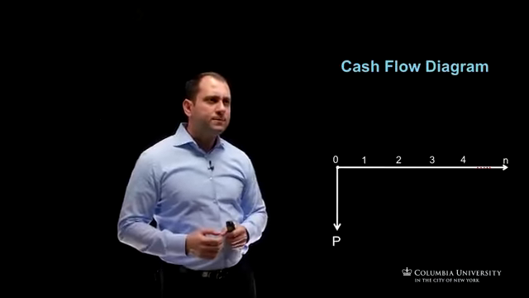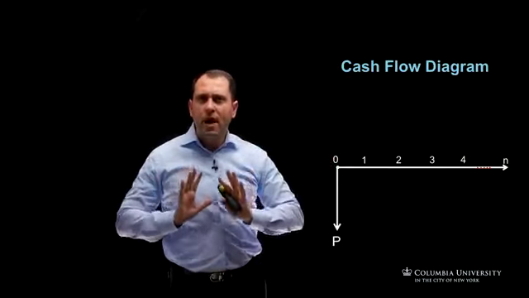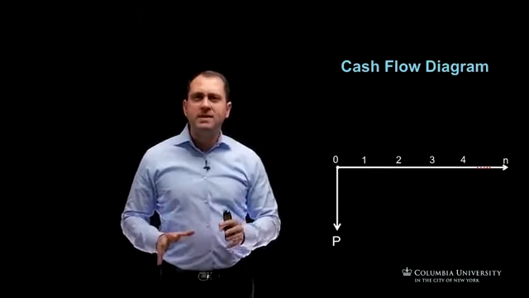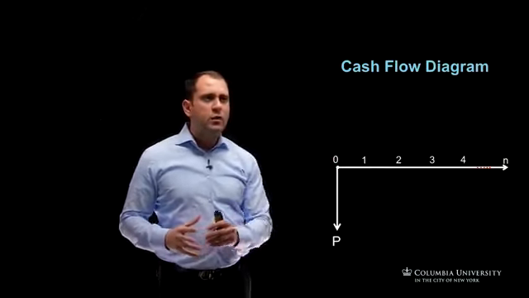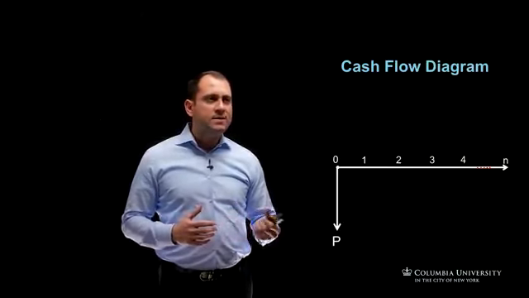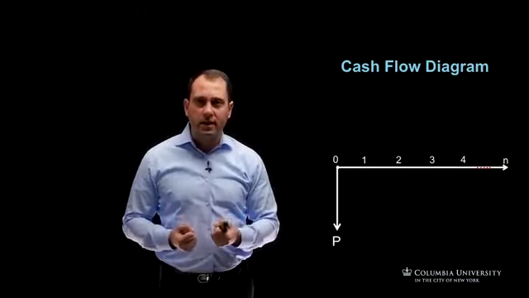Second is P. N, as I explained, is the number of compound periods, the interest periods. P is a present sum of money. If you remember, we talked about P a lot in previous modules, and this is the money we have today in hand. This is the present worth of the money.